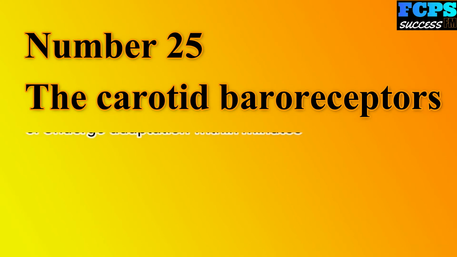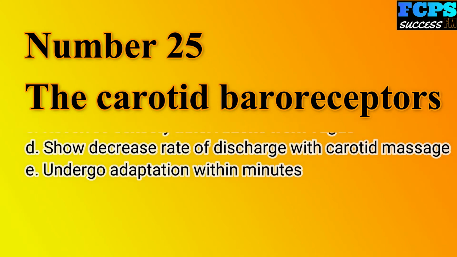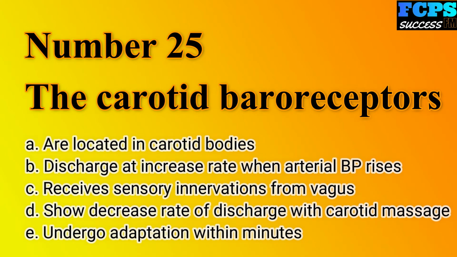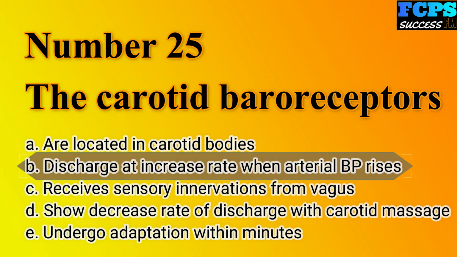Number 25. The carotid baroreceptors: A. Are located in carotid bodies. B. Discharge at increased rate when arterial BP rises. C. Receive sensory innervation from vagus. D. Show decreased rate of discharge with carotid massage. E. Undergo adaptation within minutes. Correct option is B. Discharge at increased rate when arterial BP rises.